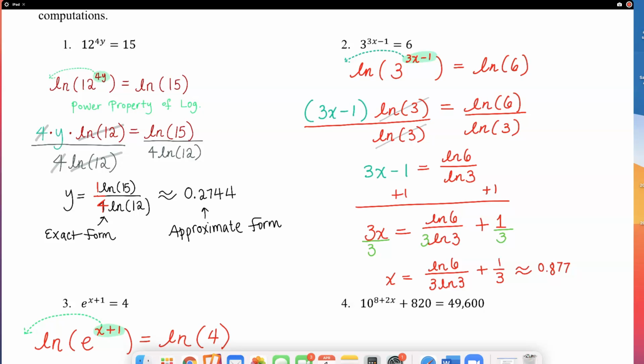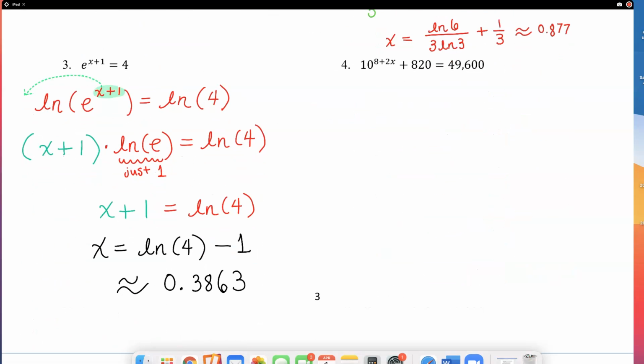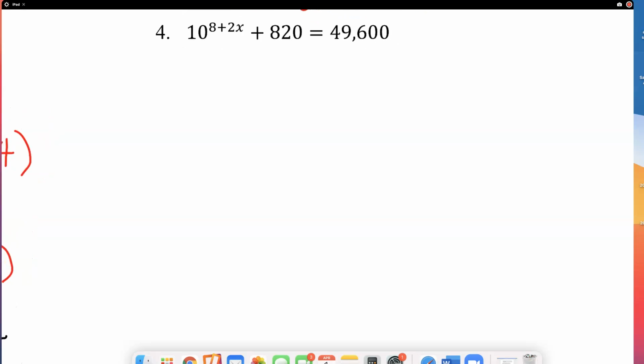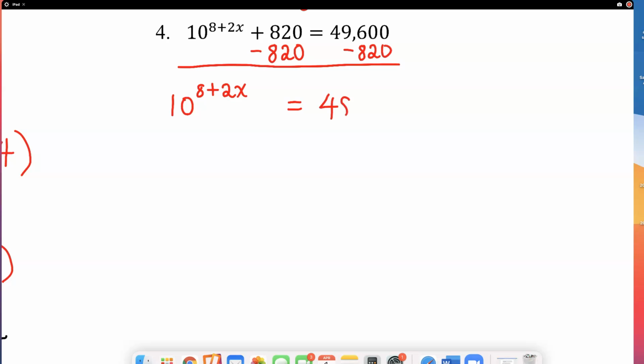So maybe I'll do one more on this page, which is number 4. All right, let's start this problem. Before I take natural log, I'm going to have to first subtract 820 from both sides so that my exponential term is isolated. If I do that, I'll get 10 raised to the 8 plus 2x equals, subtracting on my calculator here, 49,600 minus 820. That comes out to be 47,780.